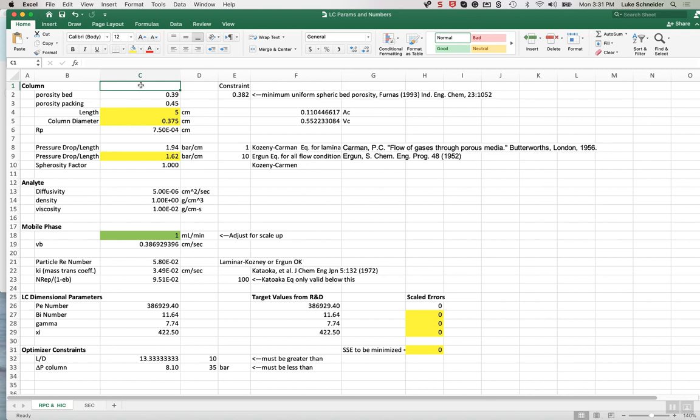Let's just look at this quickly. As I mentioned earlier in the lecture, L over D is important. You really want to keep that greater than about 10 to 1, simply because it's very hard to get uniformity of the flow as our diameter gets very big. So the longer the length, the more forgiving it is of the diameter of the column, but normally you try to keep about a 10 to 1 ratio of L over D.